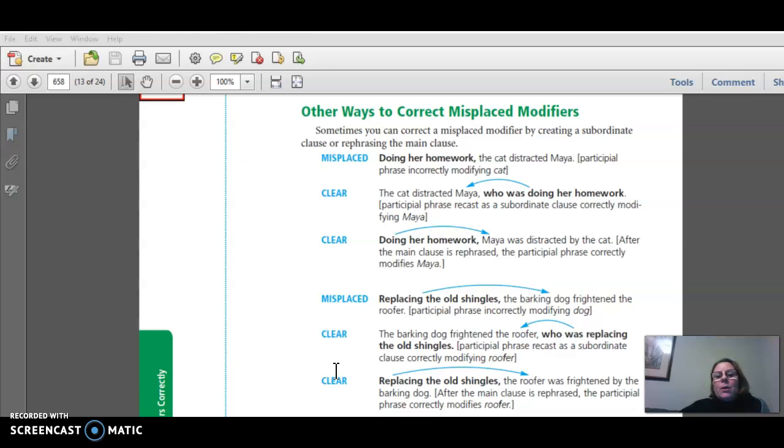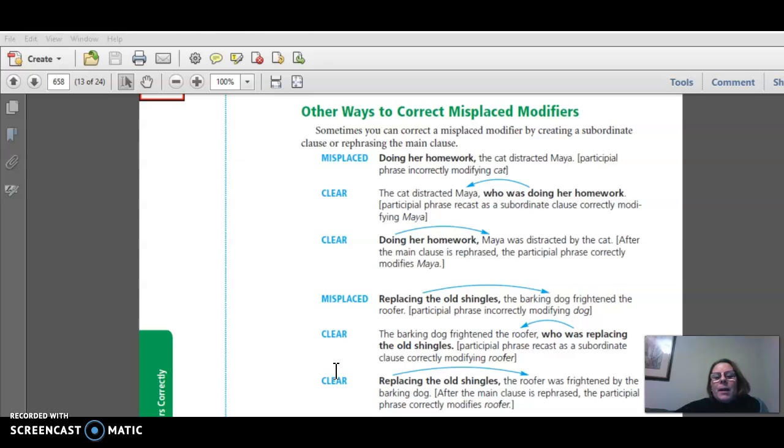So, doing her homework, the cat distracted Maya. It makes it sound like the cat was doing her homework. Wouldn't that be nice? So instead, you want to make it more clear by creating that subordinate clause using who. The cat distracted Maya, who was doing her homework. Okay, now we understand that Maya was the one doing her homework. No, we don't have cats doing our homework. Or you could say, doing her homework, comma, Maya was distracted. Notice now it's nice and close, and that makes it clear.